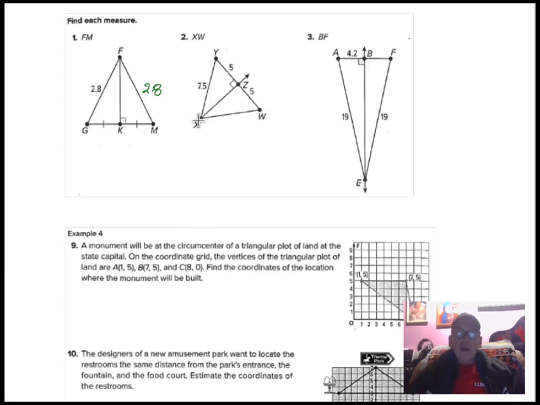For number 2, they're looking for XW. X is the same distance from W as it is from Y, which is 7.5. And here's the perpendicular bisector.